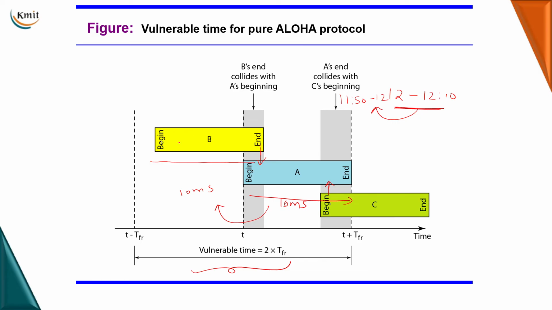If there is any frame going through this time, there is a possibility that the end of this frame may collide with the beginning of this frame. Likewise, the end of this frame may collide with the end of this frame. Likewise, all the frames will be lost or corrupted.